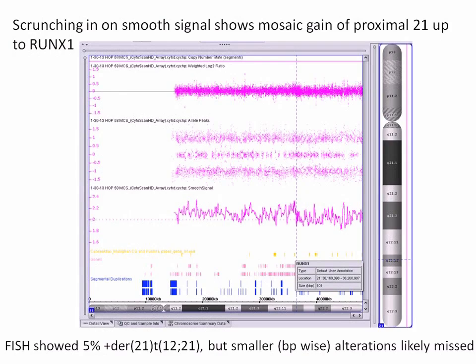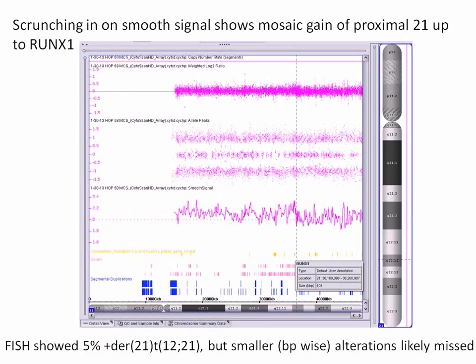So what do I worry about? I worry that there is an unbalanced translocation involving RUNX1. And then FISH showed that there was a translocation 12;21 and 5% had an extra copy of the derivative 21. So it was a really low percentage by FISH.